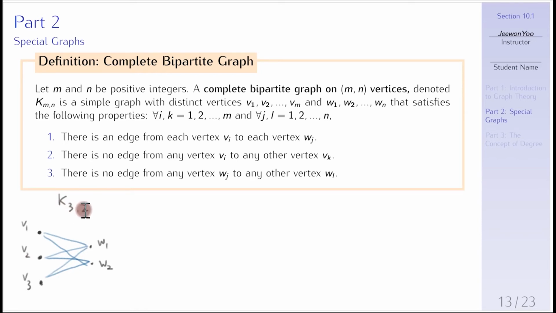Let's try one more with K_{3,3}, say. This K_{3,3} means we have three vertices on the left, three vertices on the right. And there must be an edge from each vertex Vi to each Wj. Okay, I'm done with V1. Let's try V2. Let's try V3.